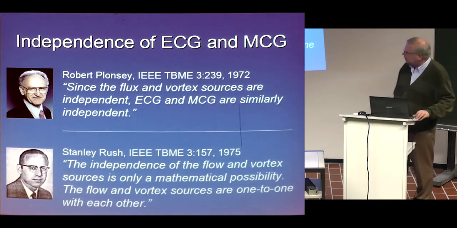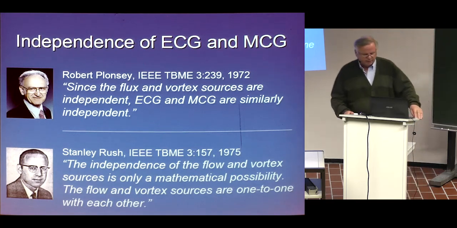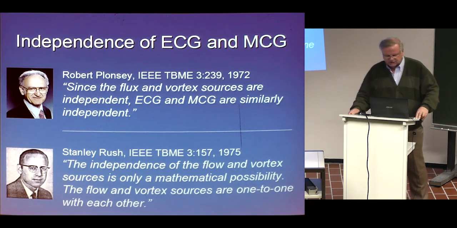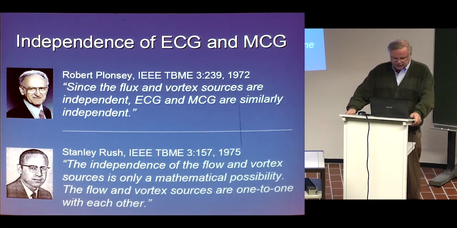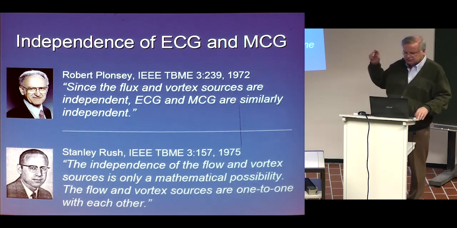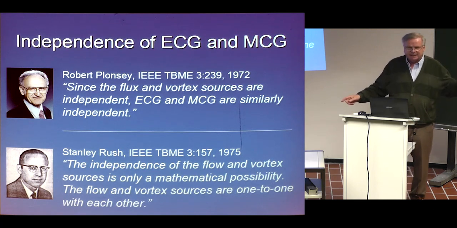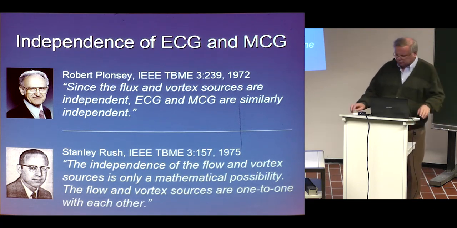Then in 1974, I moved to Stanford University. I made my thesis there. I was at Stanford from 74 to 76. At that time, in 75, Stanley Rush, who is another smart guy, published in the same journal, Transactions on Biomedical Engineering, another article on this topic. His conclusion was that the independence of the flow and vortex sources is only a mathematical possibility. The flow and vortex sources are one-to-one with each other, which means that they are connected to each other. So this was very confusing. One fellow said that the ECG and MCG are fully independent, and the other said that they are fully interdependent. It was very confusing for the biomagnetic community.